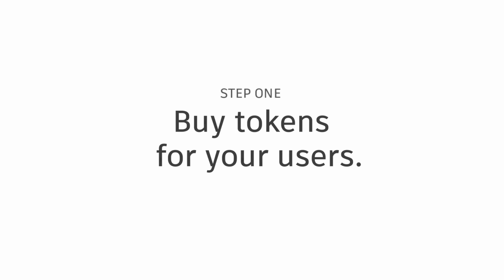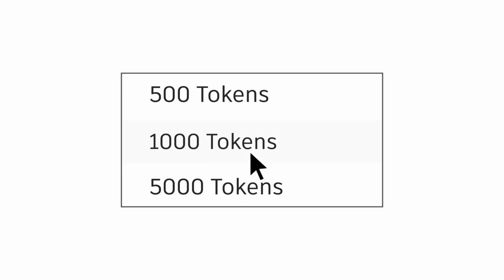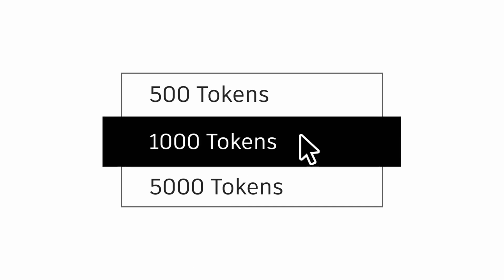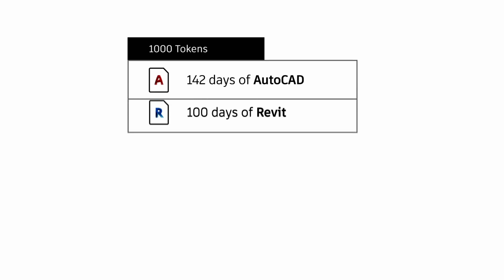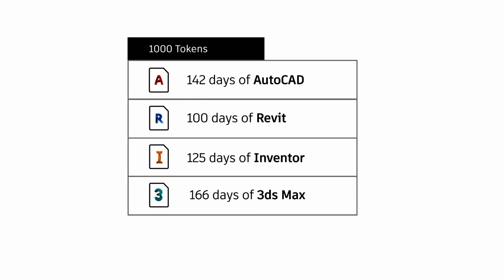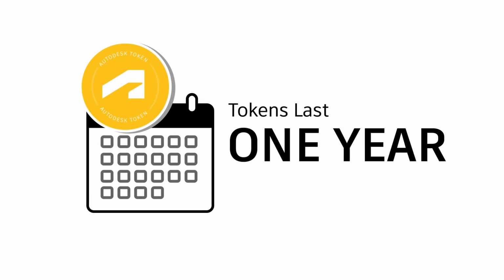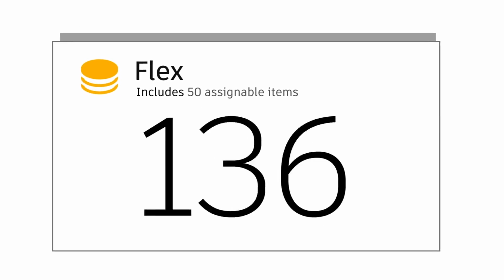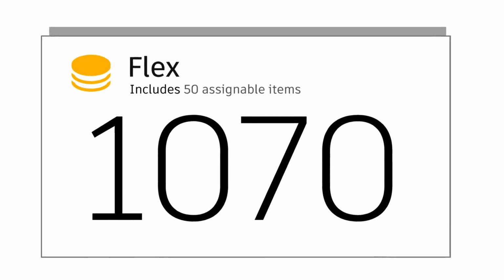Step 1. Buy tokens for your occasional users online or from your partner. Tokens are available for purchase in pre-specified amounts. Every product has a unique daily rate, so check the rate sheet so you can choose the amount that fits your needs. Tokens last 1 year from purchase and do not roll over, so you can just buy more whenever you need them.